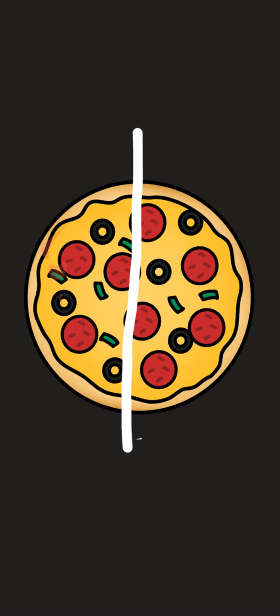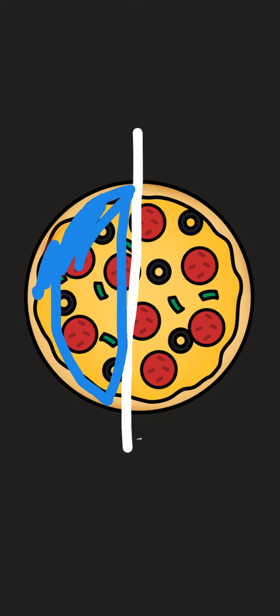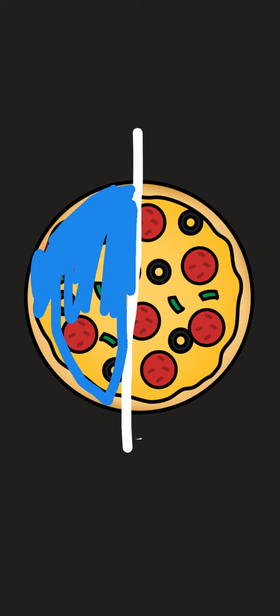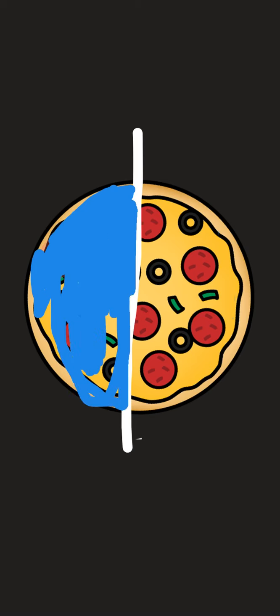If I gave my brother one of the pieces, if I gave him this piece, for example, what fraction of the whole would I have given him? Let's see if you can remember from year 1. See if you can tell somebody in your family what fraction of the pizza is this. Did you get it? It's 1/2.